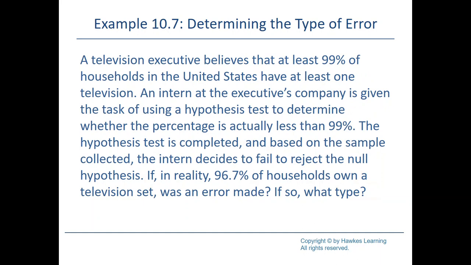So a television executive believes that at least 99% of households in the US have at least one television. Now, an intern at an executive company is given the task of using a hypothesis test to determine whether the percentage is actually less than 99%. Now, the hypothesis test is completed, and based upon the sample collected, the intern decides to fail to reject the null hypothesis. Now, if in reality 96.7% of households own a television set, was there an actual error made, and if so, what type?